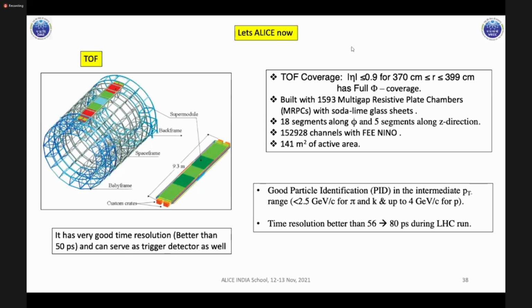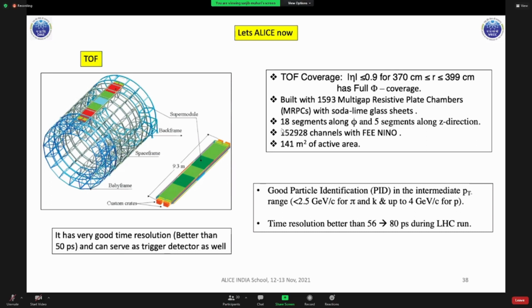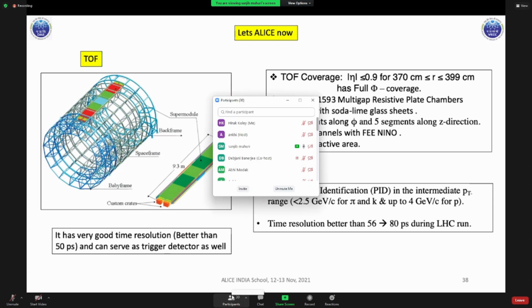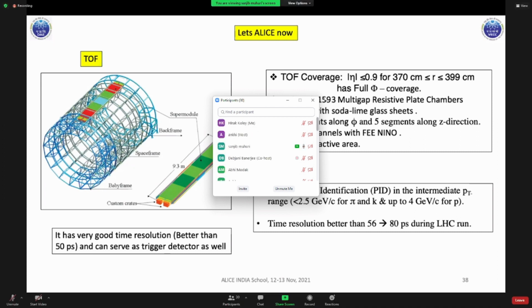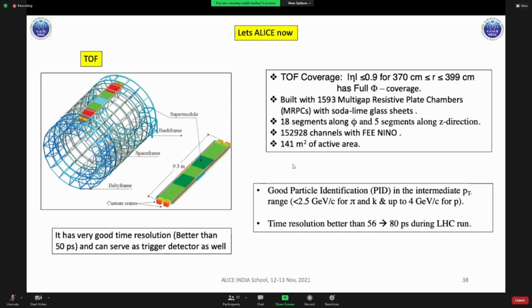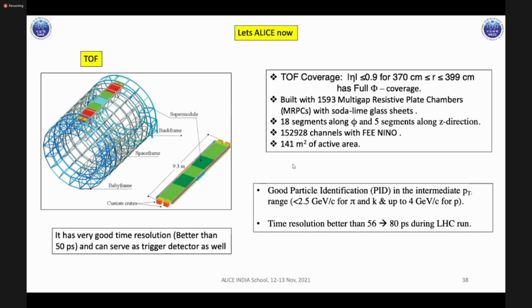Then comes the TOF detector, the time of flight detector. And you know, when we are talking about a time of flight detector, it means there should be some detector arrangement which will sense the incident and sense it again after some lapse of time. So it will measure the time difference. What is the coverage? The eta coverage is less than 0.9 for 370 centimeter to 399 centimeter, and it has full phi coverage like TPC and TRD.